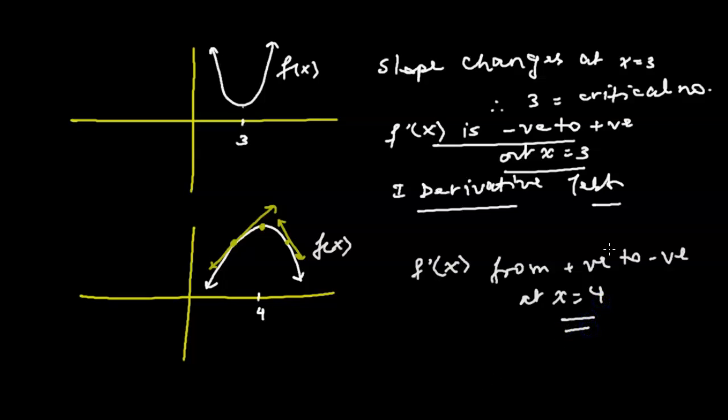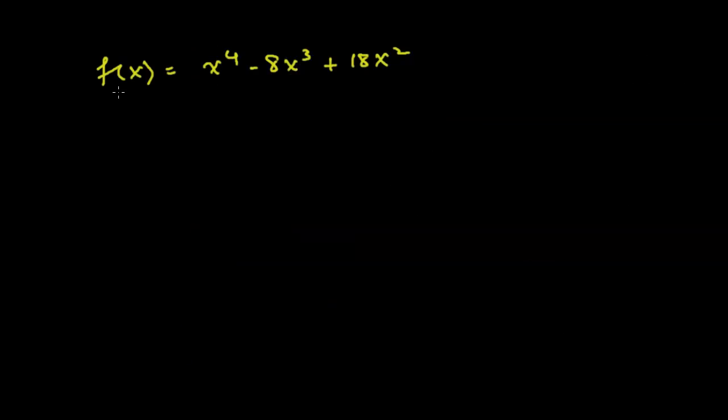Now let's understand how to make the graph of the function when we're given an equation for the function. Let's say we're given this function, x to the power 4 minus 8x cubed plus 18x squared, and we want to use the first derivative test to turn this into the graph. So the first step is to determine its derivative. The derivative of this equation would be 4x cubed minus 24x squared plus 36x.